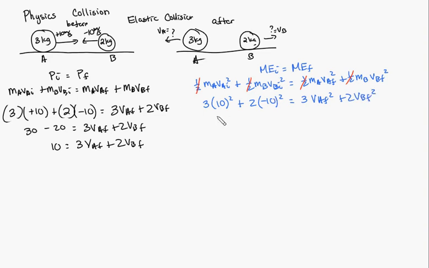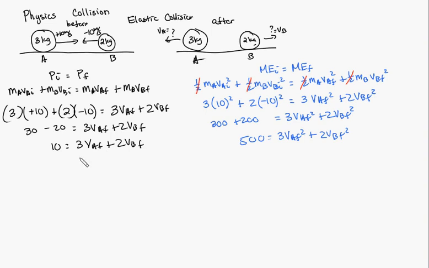Simplify this side, you have 300 plus 200 equals 3 VAF squared plus 2 VBF squared. This becomes 500. Now, we have the same situation as the other side, or the momentum side. We have two unknowns and one equation. But we have two of these equations, so technically we have two unknowns and two equations. So we can solve for one.